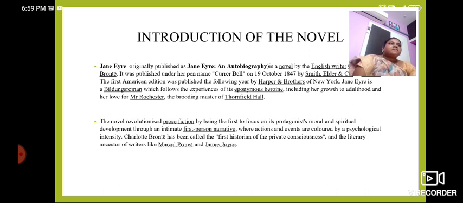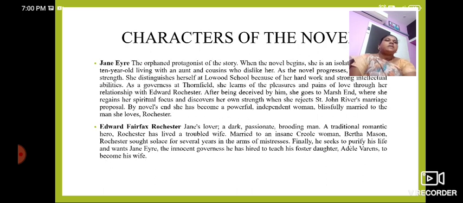Charlotte Bronte has been called the first historian of the private consciousness and the literary ancestor of writers like Marcel Proust and James Joyce. So let us see the characters of the novel. Jane Eyre, the orphaned protagonist of the story. When the novel begins, she is an isolated, powerless 10-year-old living with an aunt and cousins who dislike her.